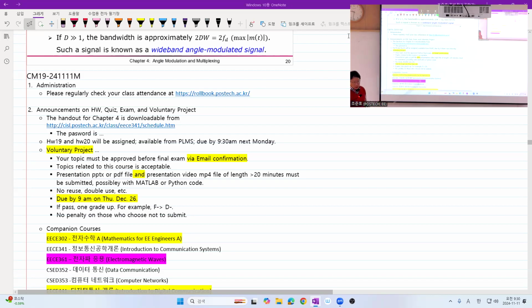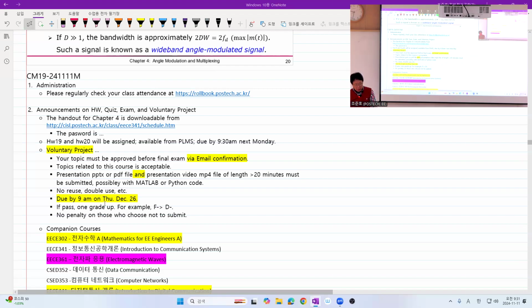Anyway, last time I started to talk about the voluntary project and how it works. You are free to choose to submit this project report or not. There will be no penalty. Only gains. And as many of you do the final project, everybody's grade will go up. But you cannot say after the final exam, "I want to do a voluntary project." You can't do that. So your topic must be approved by me before you take the final exam. No final rush is allowed.